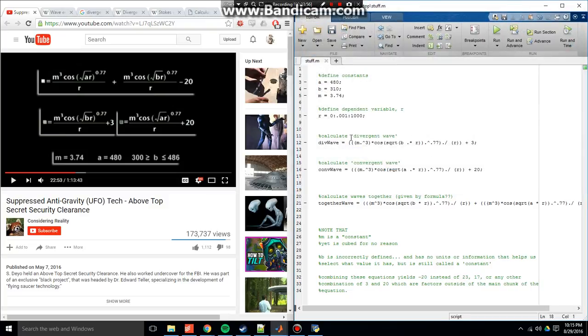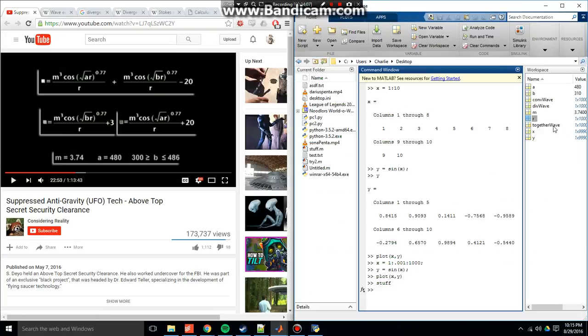Okay, so we've got these two things, and if I were to plop those into MATLAB, I'll just run it. Then I ought to get some stuff. Cool, that's some stuff. Now R, so if I plot R versus convergent wave, I ought to get whatever this guy is.